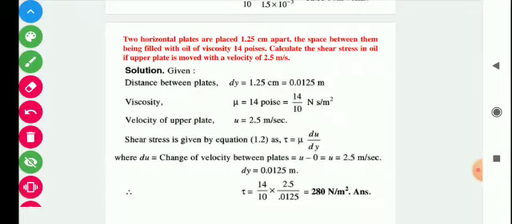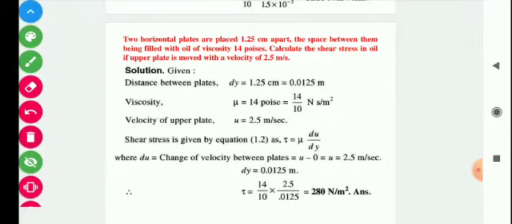So again we have two plates separated by a distance of 1.25. Again viscosity is given, 14 poise, and velocity is also given, 2.5 meter per second. So first of all, convert all the units into SI units. This distance is given as 1.25 centimeter, so convert it into meter, it's 0.0125 meter.